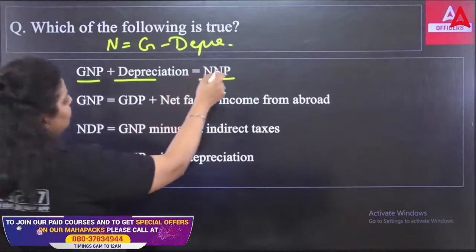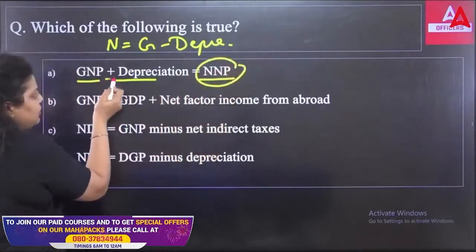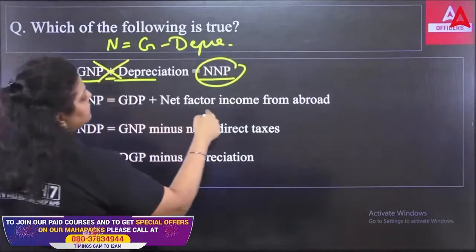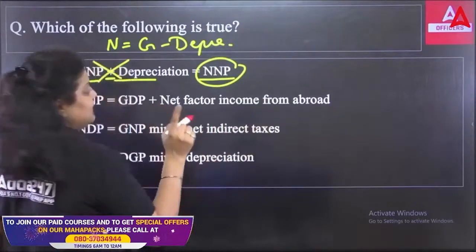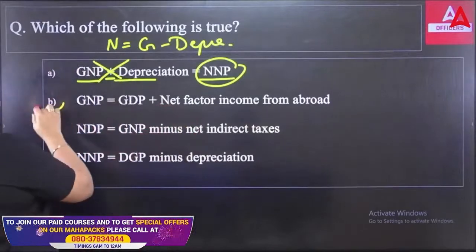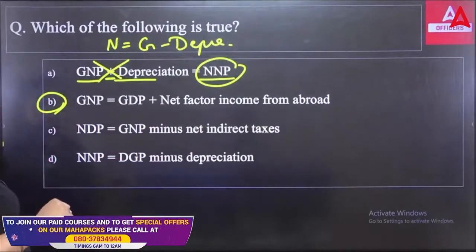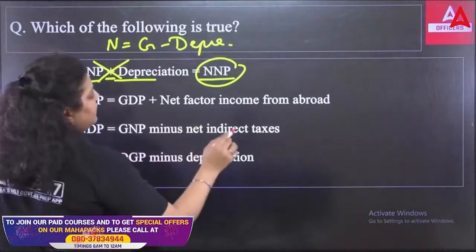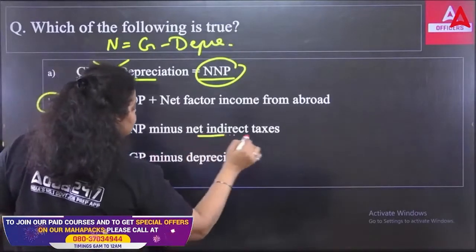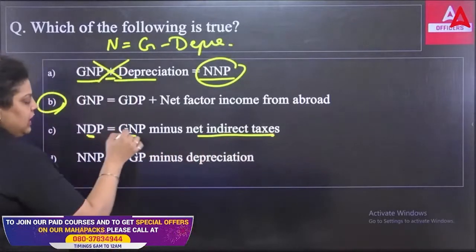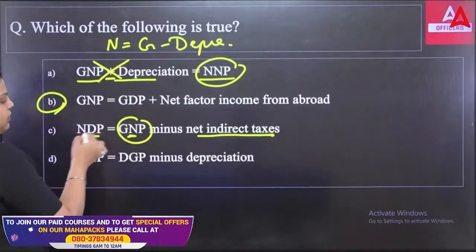No, if you want to calculate NNP, you have to subtract the depreciation. This is wrong. Now, GNP equals GDP plus net factor income from abroad. This can be right. Let's take this particular option. NDP equals GNP minus indirect taxes. If you are minusing indirect taxes, it will not convert the domestic product and national product. Here you have national product, here you have domestic product.